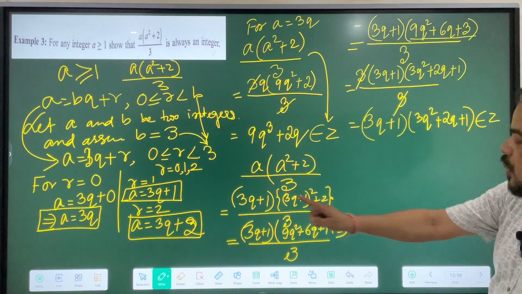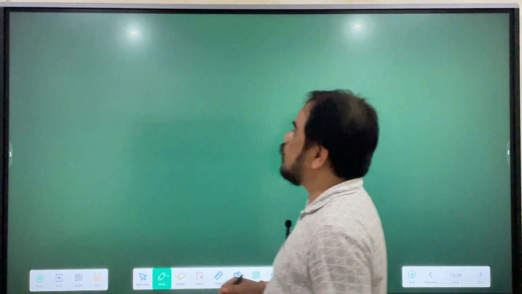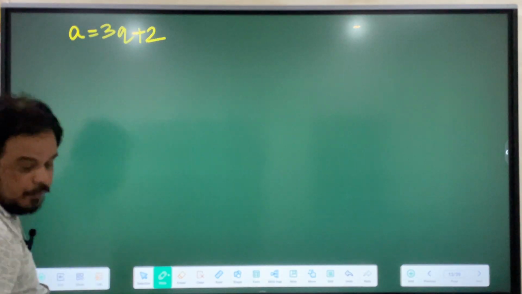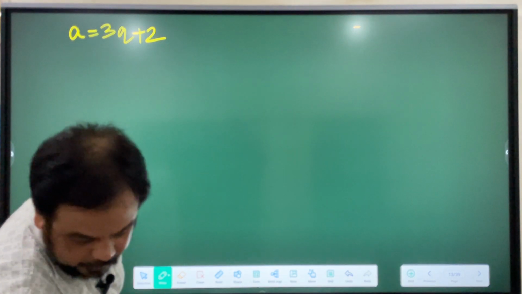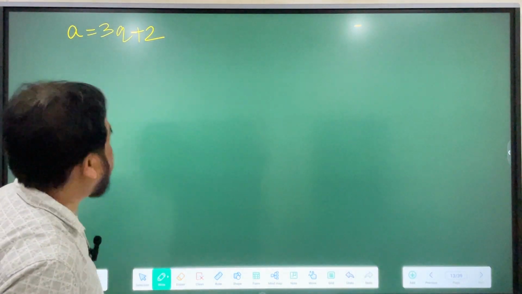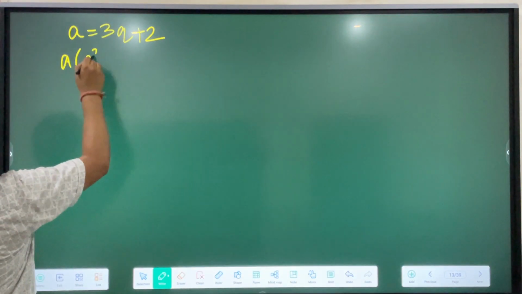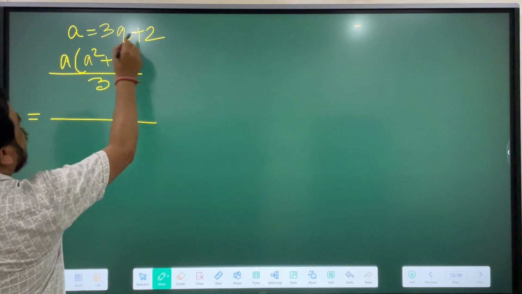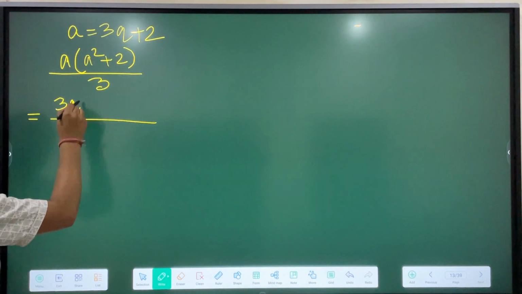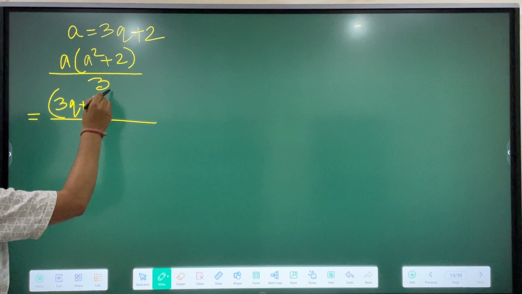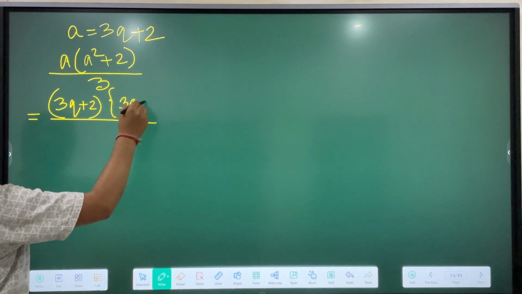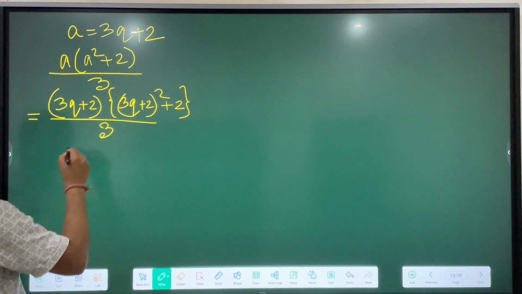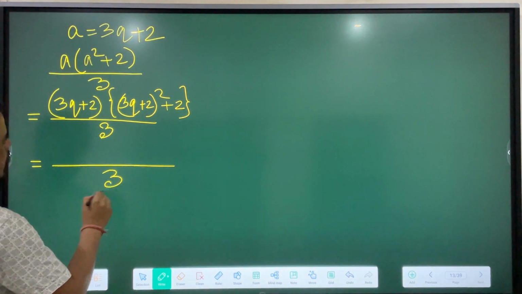So now a equals 3q plus 2. One more calculation is left. With a equals 3q plus 2, what do we have? a into (a square plus 2) by 3. Now we put the value of a, that is 3q plus 2, so 3q plus 2 into ((3q plus 2) whole square plus 2) by 3. Let us do the calculation.